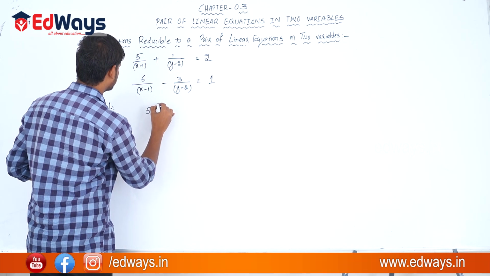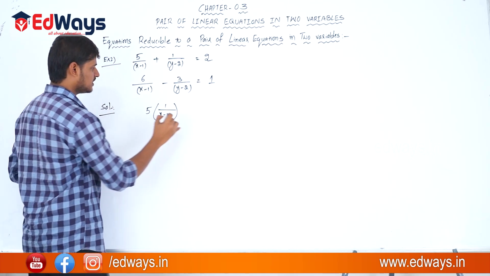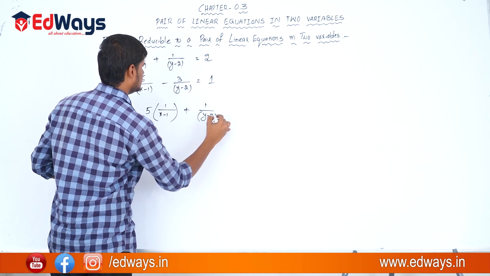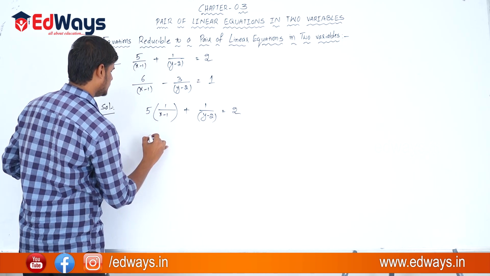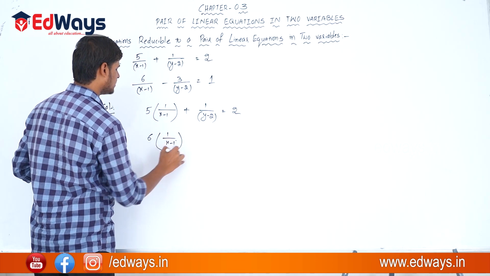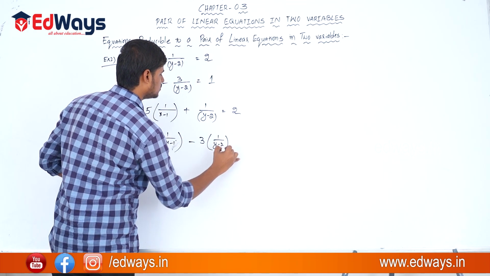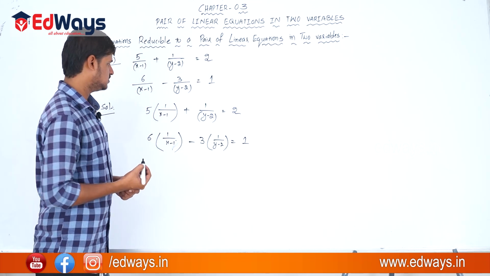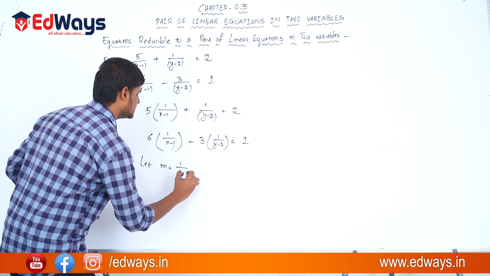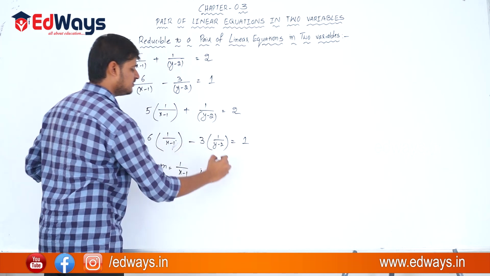So how do we write? First change the equations. 5 into 1 by x minus 1, I can write this one, plus it is directly 1 by y minus 2 is equal to 2, right? And in this one, shall I write 6 into 1 by x minus 1 minus 3 into 1 by y minus 2, that is equal to 1. So now let m is equal to 1 by x minus 1, which is common in both, right, and n is equal to 1 by y minus 2.